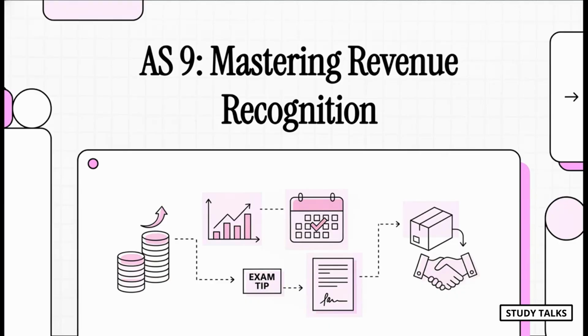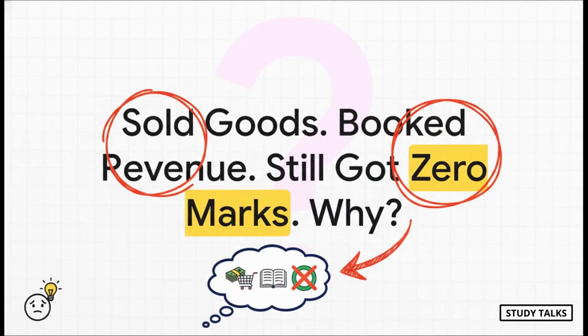All right, CA friends, let's get straight into it. Today, we're going to break down one of the most fundamental standards out there, one that ICAI absolutely loves to test, AS-9, revenue recognition. And we're going to start with a situation that I'm sure gives a lot of you nightmares. Picture this. You're in the exam hall.